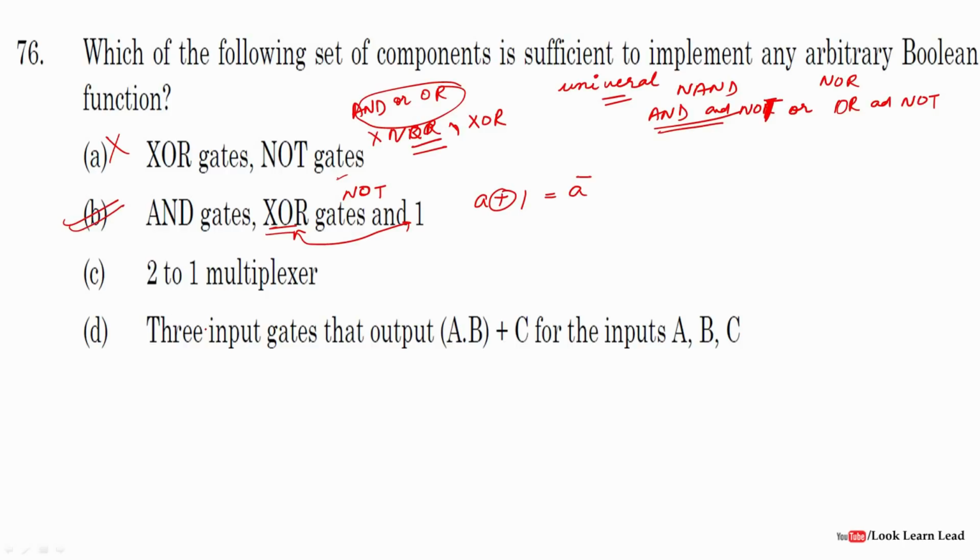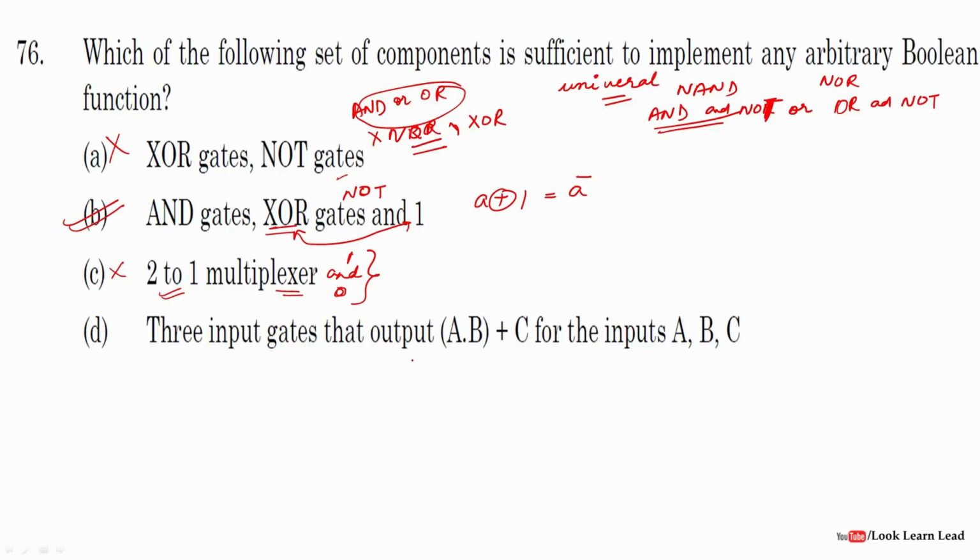Okay, next we have a 2 cross 1 multiplexer. By using a 2 cross 1 multiplexer, if we have both 1 and 0 as external inputs, then this option would have been right. But here we don't have 1 and 0. A 2 cross 1 multiplexer is universal if it has 1 and 0 as the external input, but we don't have 1 and 0 here. So this option is also wrong.